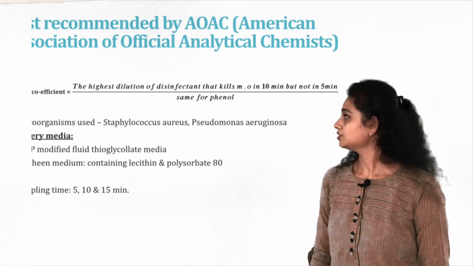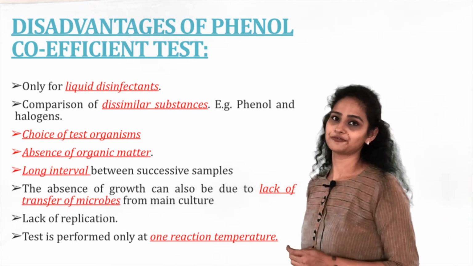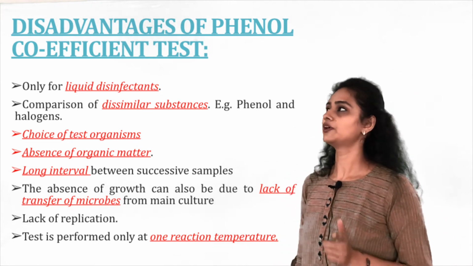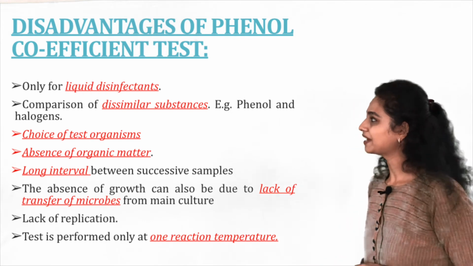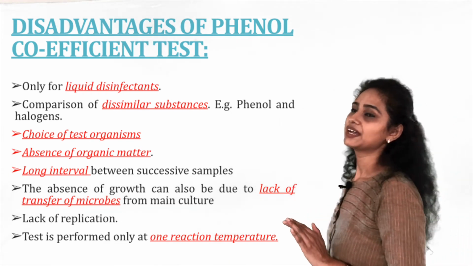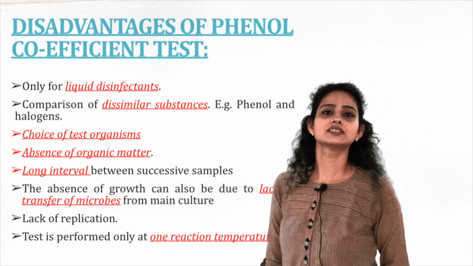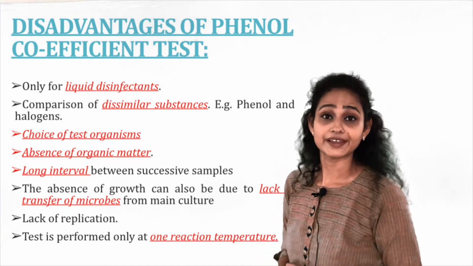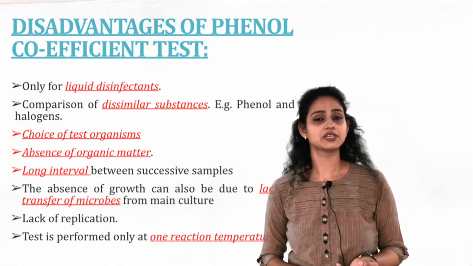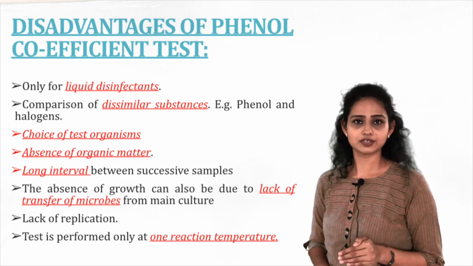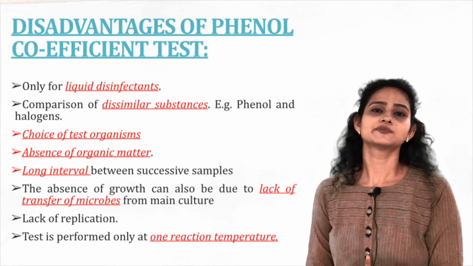Okay. Now, the next is disadvantages of phenol coefficient method. There are various disadvantages. First is only liquid disinfectants can be evaluated, you cannot evaluate solid disinfectants. Then second is comparison of dissimilar substances, that means you are comparing phenol and halogens, or phenol and alcohol, which have entirely different mechanisms for killing microorganisms. Then the third is choice of test microorganism, that means we have limited choice of microorganisms, right. Some disinfectants might not be effective or might not kill this specific microorganism.